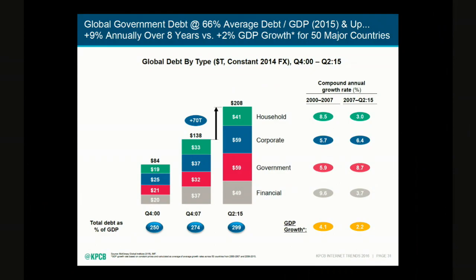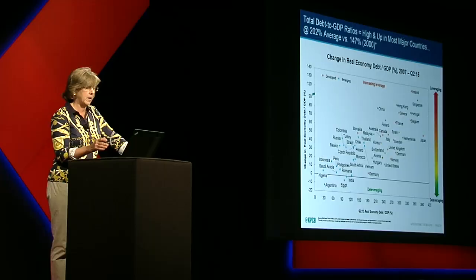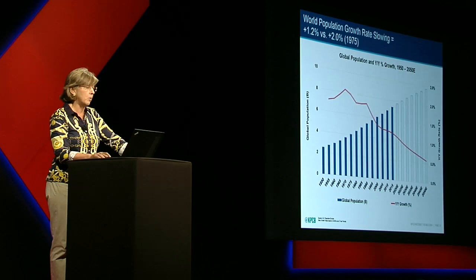Global government debt is 66% of average debt to GDP, up 9% annually over the last 8 years, while GDP growth for the 50 major countries grew by just 2%. This looks at total debt to GDP ratios, high, very high, and going up in most countries. Again, data from McKinsey. Next point, demographic trends. Population growth is slowing. This is what slowing population growth looks like, 1.2% per year. Global growth rates are down 39% since 1960, and for many people in the room, global life expectancy is now 72 years, up 36% since 1960.